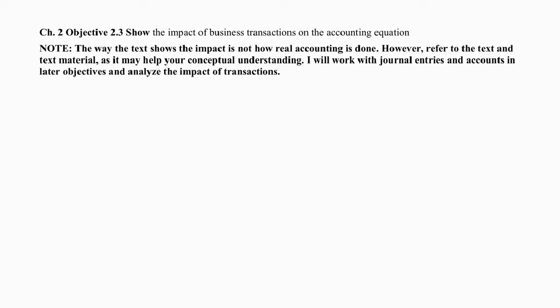All right, this is Account 200. We're still in Chapter 2. Now we're on objective 2.3, and actually we're going to blow through this one and get straight to 2.4. So, show the impact of business transactions on the accounting equation.